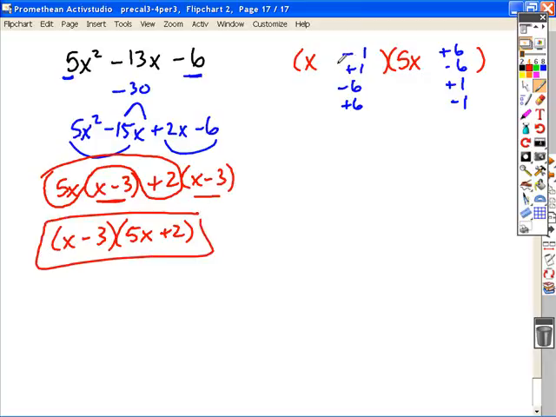Okay, now if you look up here, we would have tested all 4 of these and still not gotten the right answer, because we see what our answer is going to be here.